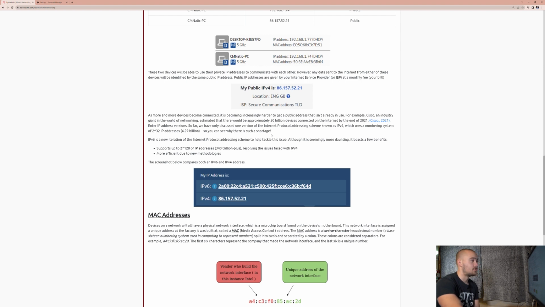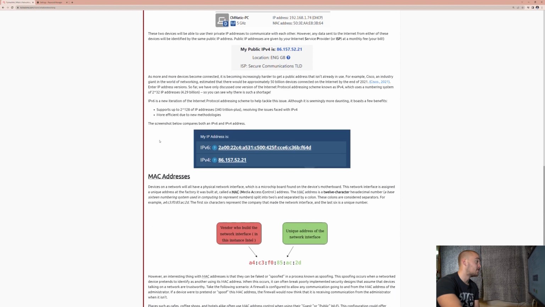As you can see why there's such a shortage, when we're talking about 50 billion devices total to 4.29 billion, that's not enough addresses. Even with network address translation, that's really going to be an issue soon. So IPv6 is a new iteration of the Internet Protocol addressing scheme to help tackle this issue. Although it is seemingly more daunting, it boasts a few benefits, more efficient due to new methodologies.